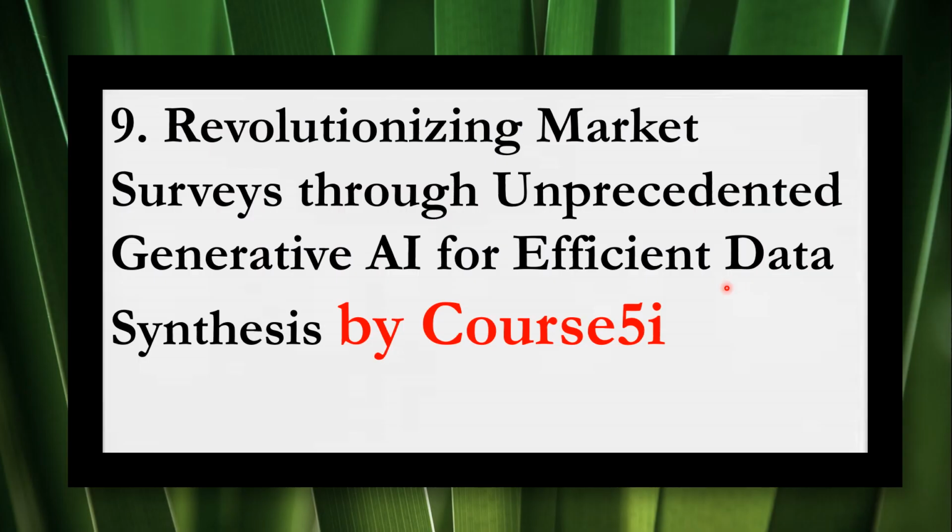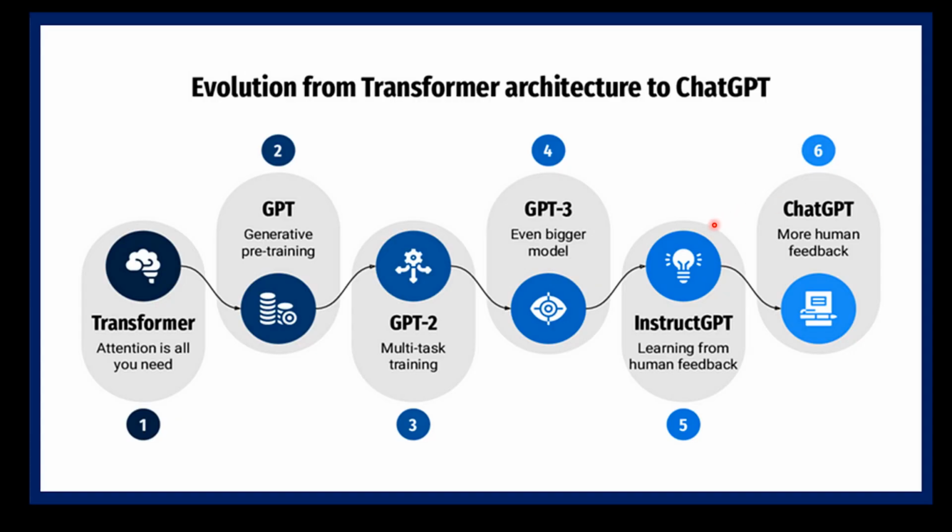Then the next paper in this category was Revolutionizing Market Surveys Through Unprecedented Generative AI for Efficient Data Synthesis by the company Course5i. Well, traditional market research methods have issues like delayed results and responses that may not be accurate. So this research presents a new approach which combines an AI system, that is the generative pre-trained transformer, and multiple language models to improve market survey practices. And this innovative method speeds up the survey process and allows for more personalized interactions, which enhances the overall research experience. And the technique that they used was GPT, or the generative pre-trained transformers.